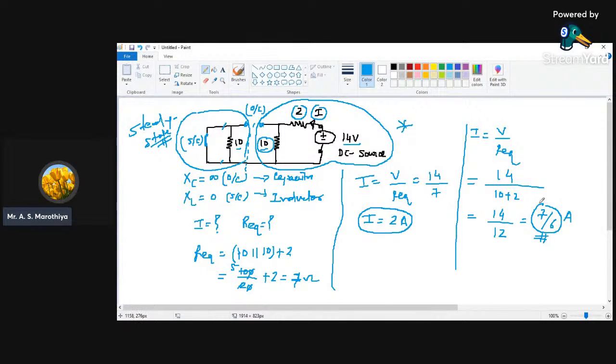Why is it going to change? Because we need to apply this philosophy: wherever we have a capacitor, we open circuit it, and wherever we have an inductor, we short circuit it. Based on that, the equivalent resistance of the circuit changes, and if the equivalent resistance changes, automatically the value of current supplied by the source also changes. This is very important. I hope this is clear to everyone.